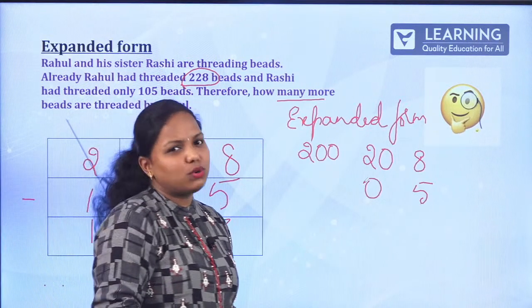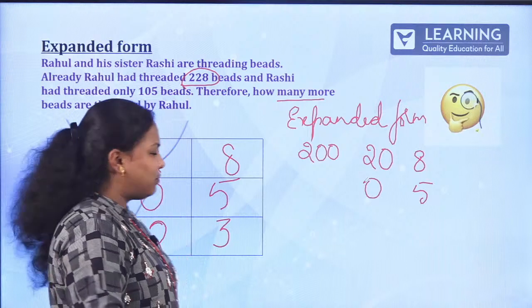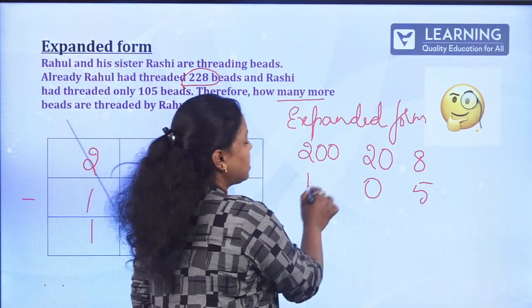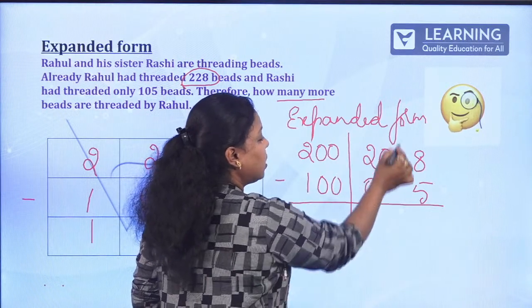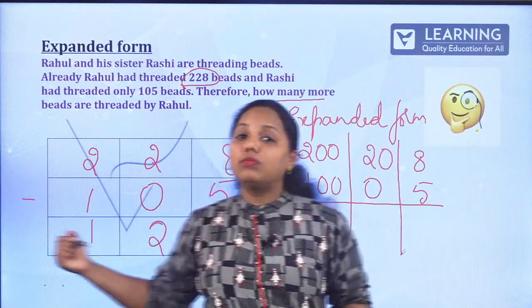Well, that is 0 itself. You can write 10 or 20, that is left to you. Now, how about 1? That is 100. Now, you have to subtract such that you should be getting back the same value.